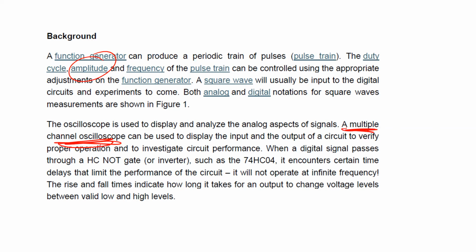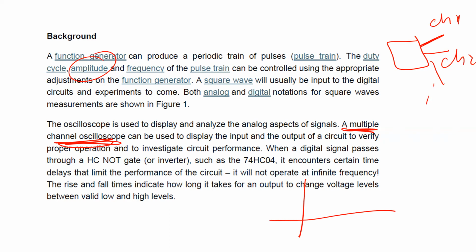What do you mean by multiple channels? For example, this is the discovery kit. I can use this one as channel 1, I can use channel 2, maybe you have more than 2 channels. Every channel can display one signal. So that means on the screen of the discovery kit, you can see multiple signals this way. Again, we're going to focus on square waves in this course.